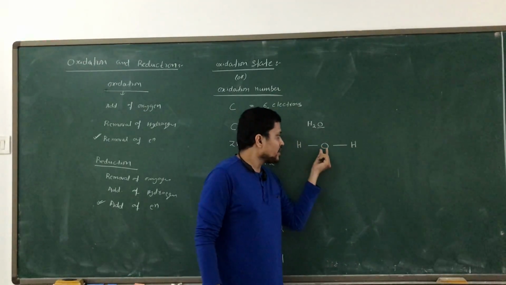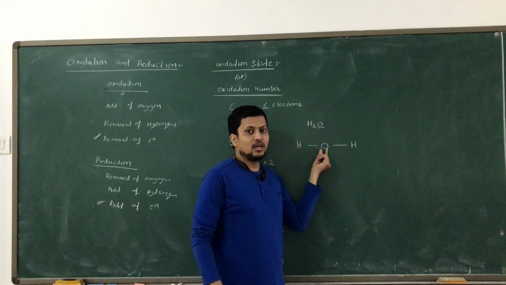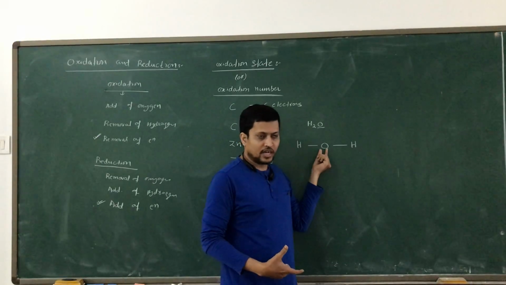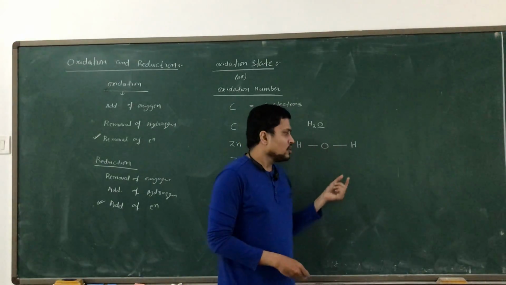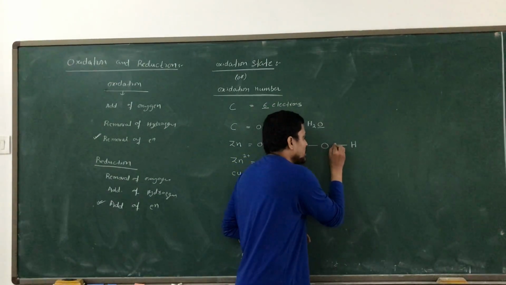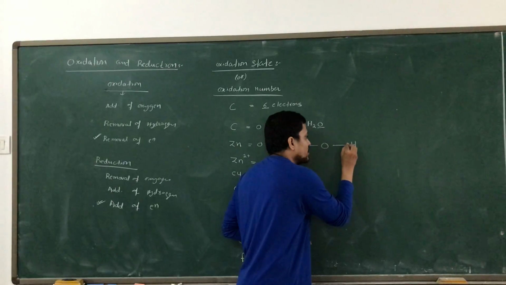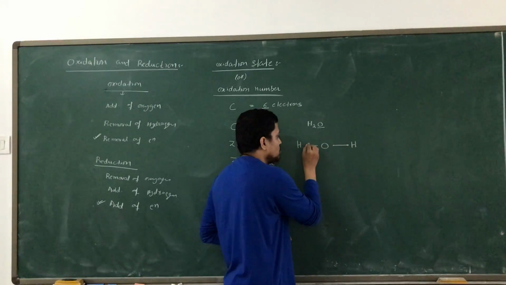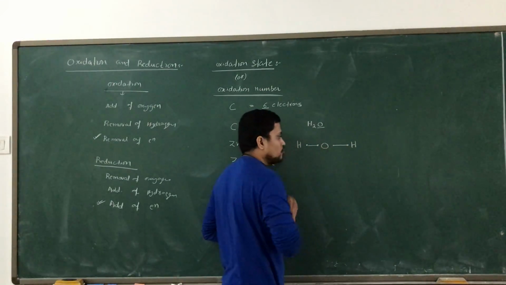Now hydrogen. If you see the difference, oxygen is highly electronegative compared to hydrogen. When they form the bond, they share electrons. Oxygen contributes one electron and hydrogen shares one electron in this bond. So there are two bonds here as well.